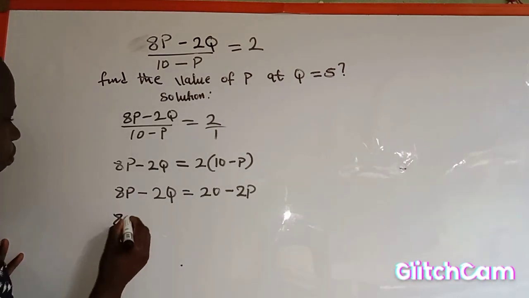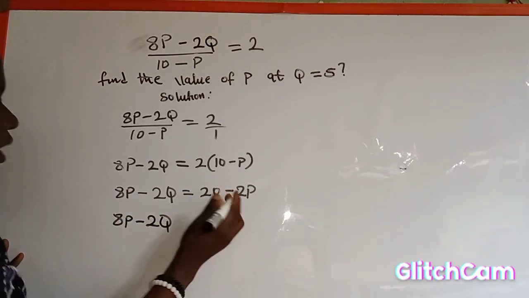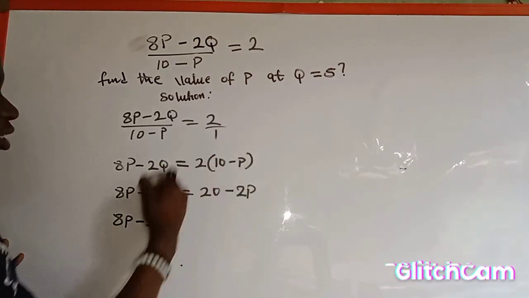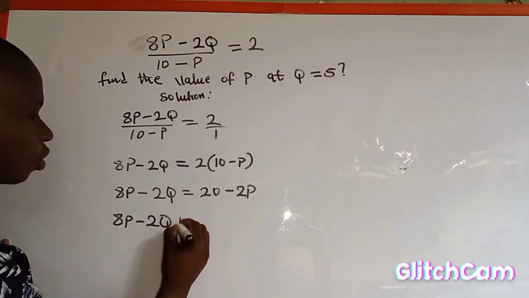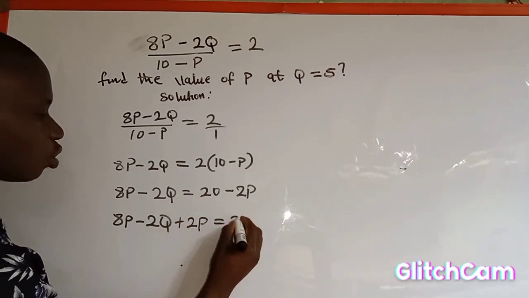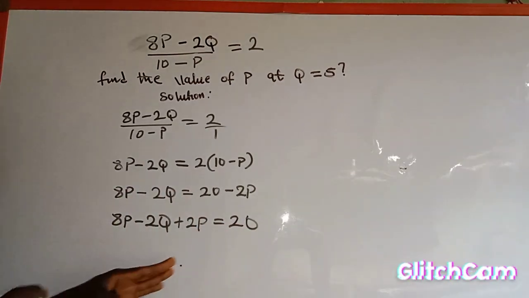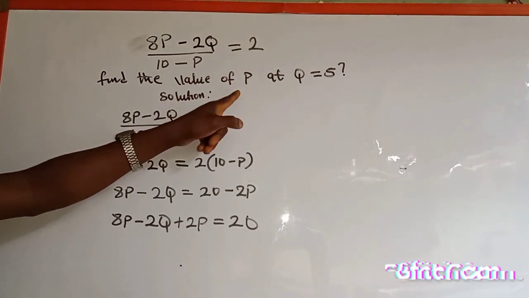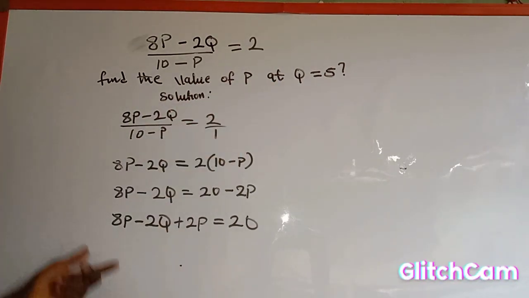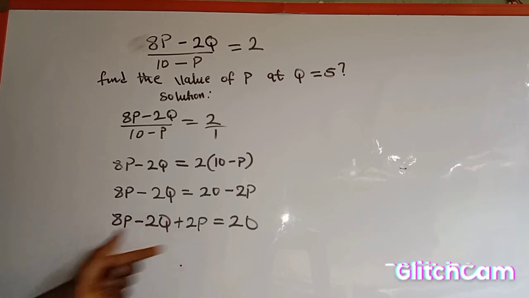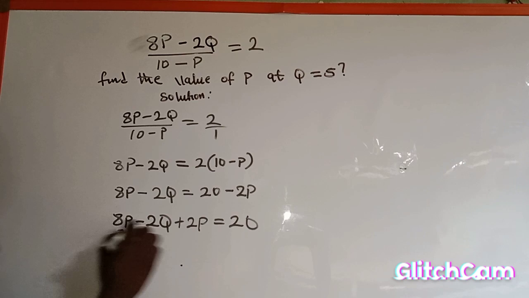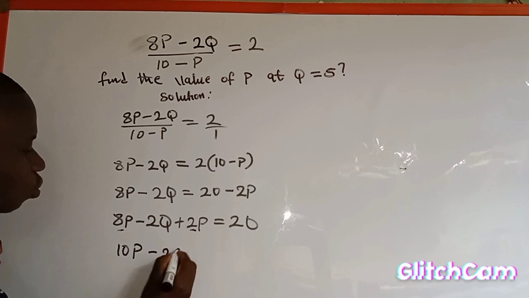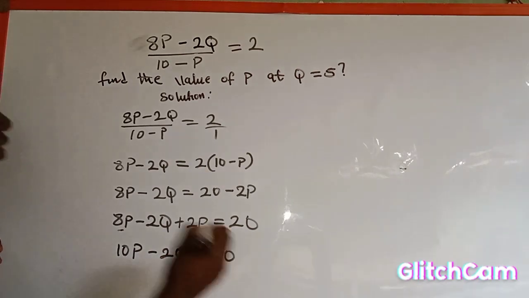So here we have 8p minus 2q. Then we have 2p here because these two are attached with variable, and when this negative crosses this equality sign, it changes to positive. I have positive 2p, which is equal to 20, because 20 is the only constant we have in this equation. And remember the question says we should find the value of p at q is equal to 5. So we have 8p here and 2p here, they are like terms, so I can add them together. 8p plus 2p, I'll have 10p minus 2q, which is equal to 20.